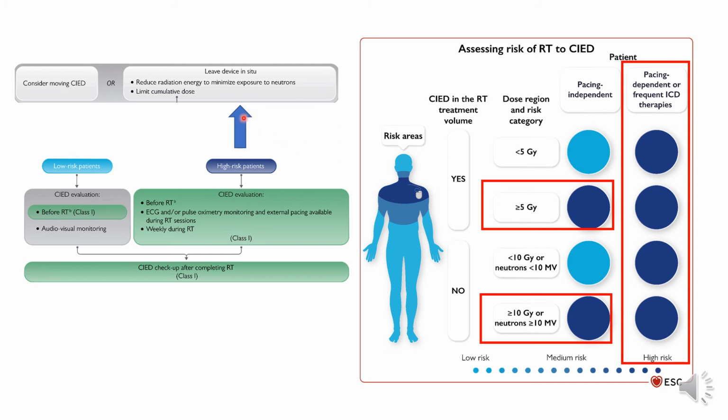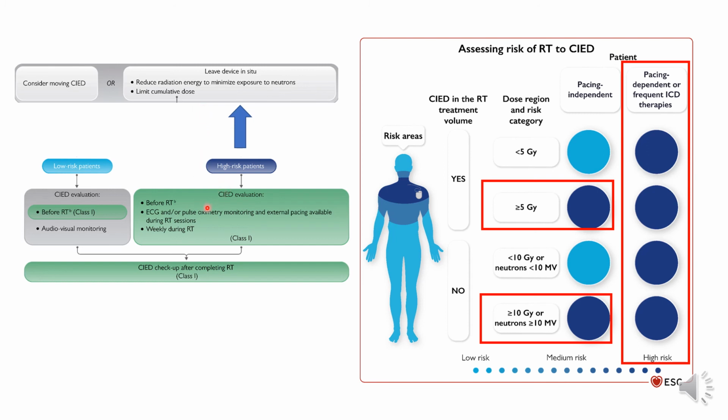So, what should we do with a patient with high risk of device interference? We might consider a multidisciplinary team discussion about moving the device to the other side, like if the patient is receiving radiotherapy for left breast cancer, we might consider moving the device to the right side. But we should also take into consideration the potential risk of this fragile patient developing device-related infection. So it should be balanced. And we should also consider reducing the radiation energy and limiting the cumulative dose.